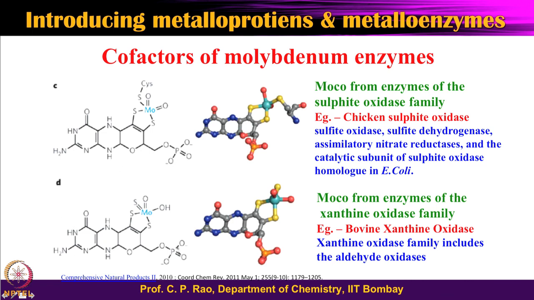Pterin is modified by phosphate, both are the same, except that at the molybdenum center you have S-cysteine here, and you have double bond S, double bond O and OH.